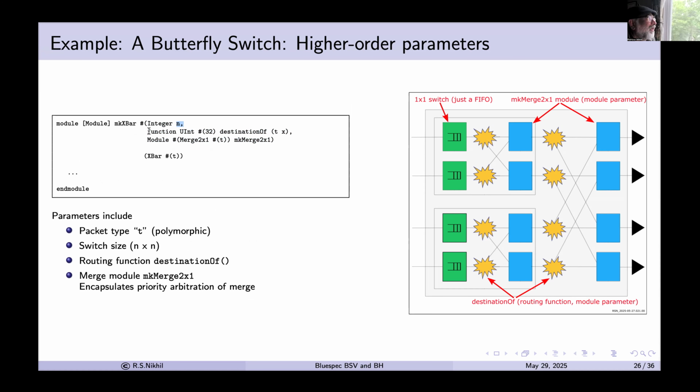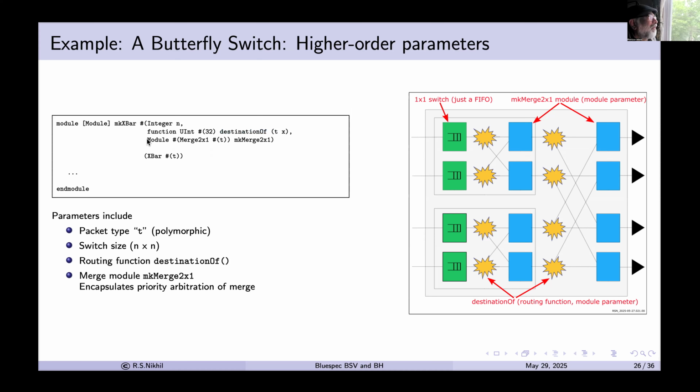The second parameter is a function. So I'm passing a function, a higher order function, if you like, as a parameter to the module, which is the function that takes a packet that is an X of type T. That's a packet, and it gives you a number which says which output port it is supposed to go out of, right? So remember, I'm making the switch polymorphic on packet type, but the routing function needs to look inside the packet to decide how the packet should move through the switch. So that's encapsulated in this function called destination of.